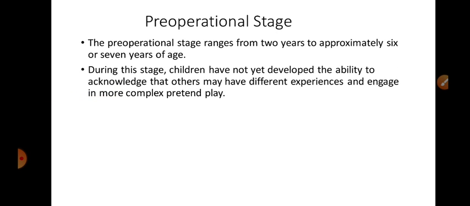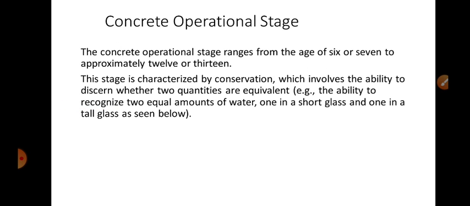Next one is the pre-operational stage. The pre-operational stage ranges from 2 years to approximately 6 or 7 years of age, 2 to 7 years. During this stage, children have not yet developed the ability to acknowledge that others may have different experiences, and they engage in more complex pretend play. In this stage, they don't know much about the reality of the world or the difficulties of the parents. They are not in a situation to understand all these things, but they are mainly focused on playing and enjoyment. Okay, these things.